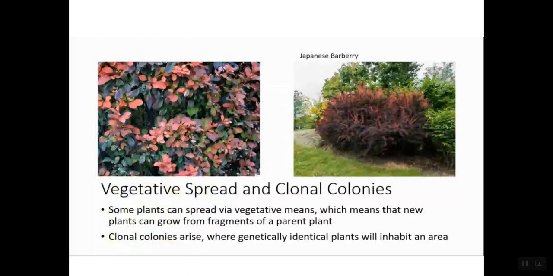And then there's another way that plants spread. It's called vegetative spread. It's a process where only a part of a plant is needed to grow a new plant. So just fragments of another plant can result in a new plant. They don't need seeds or anything. Japanese barberry is a really good example of this. You see it up on the top.